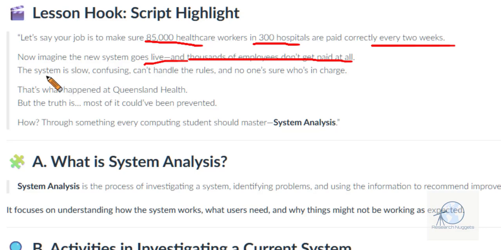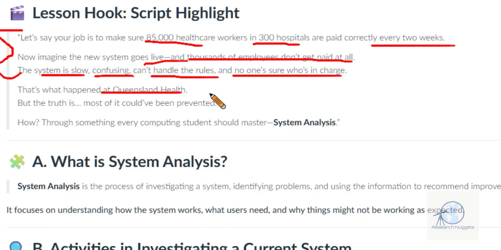That's not all. You realize that your system has actually become so slow. The system is so confusing. The system is not able to handle the different rules that are responsible for determining the pay scales for the different employees. Worst in this particular case is that you don't know who is actually in charge of what. Now, these are true scenarios that occurred with respect to what we're referring to as the Queensland Health Payroll System.